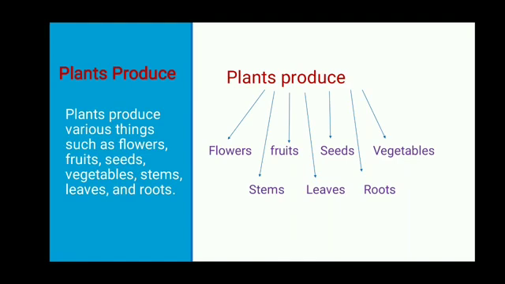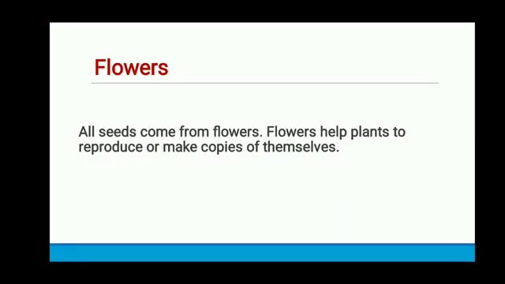So students, can you guess which part of a plant helps a plant to reproduce? The answer is flowers. Yes, flower is the part which helps plants to reproduce. All seeds come from flowers. Flowers help plants to reproduce or make copies of themselves. So class, flower is the part of a plant which contains seeds, and these seeds are used to reproduce a plant. Here, look at our watermelon plant.